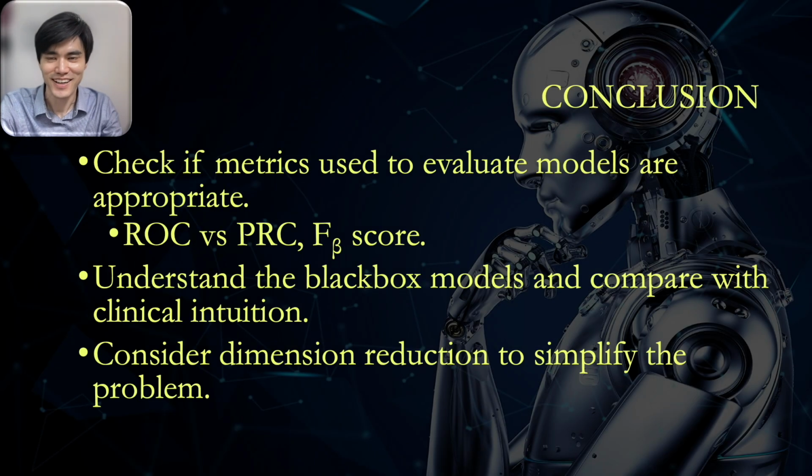So in conclusion, what I hope that you get out of this paper and this video is, first, check if the metric used to evaluate the model is appropriate, as in it's not necessarily always right to use ROC. Sometimes PRC might be more appropriate. And for the F beta score, you have to tweak around with the beta itself. The F1 score is commonly used, but that might not be the case for your specific study. And understanding the black box model and comparing it with clinical intuition is important, and considering dimensionality reduction to simplify the problem might be helpful for you in your research.